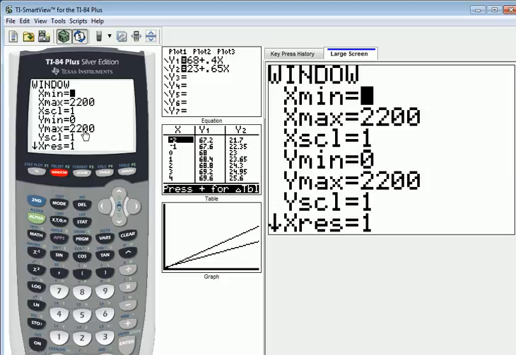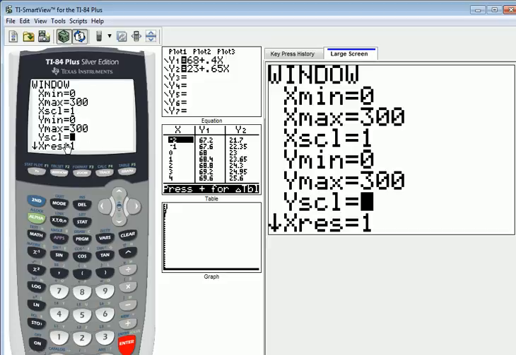So mine has the scale from yesterday's problem, so it went up to 2200. So let's bring that down a good bit. Since we do not have a negative number of miles, 0 is still a great minimum. But maybe let's do 300 for a max for our x, and 300 for a max for our y.